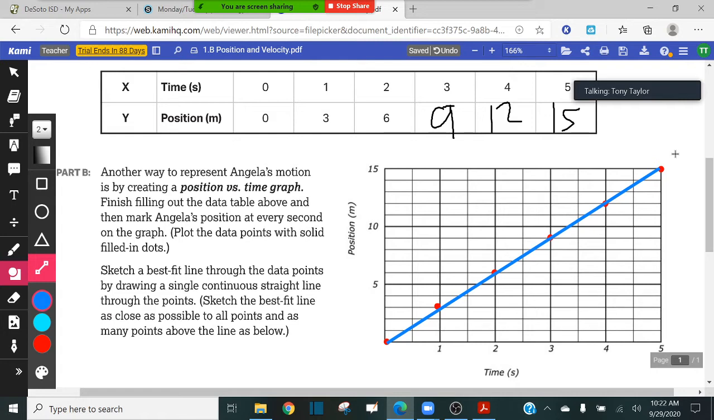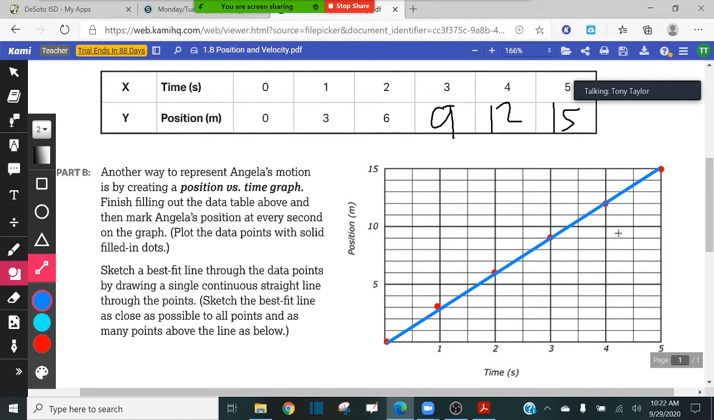Guys, as a general rule in this course, anytime an object is moving at a constant velocity, when you plot its motion on a position time graph, it will always resemble a straight line. Again, for something that's moving at a constant velocity, you're going to see a straight line.